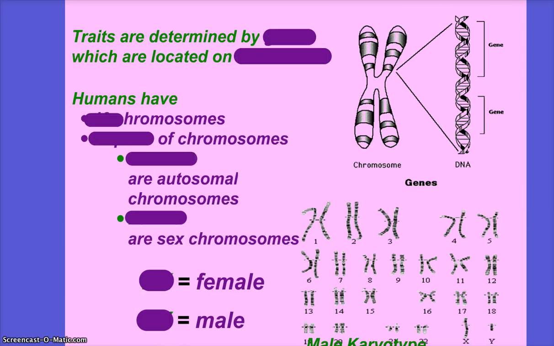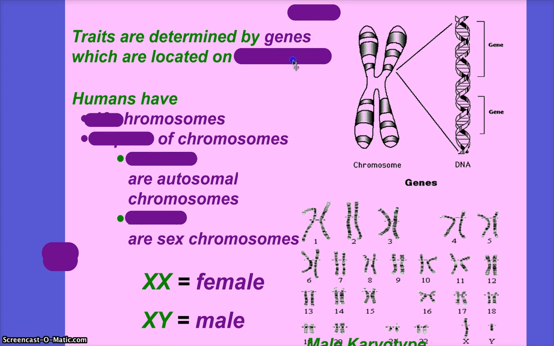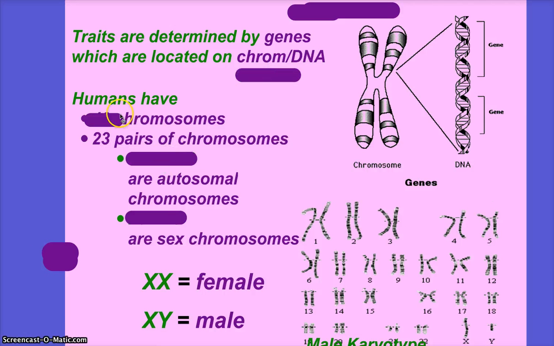Same with eyes. Some of this slide is like review, okay? What's a female's genotype? XX. And a male? Okay. What are traits determined by? Which alleles are a representation of? Genes. Good. Where are genes located? Good. Who knows how many chromosomes humans have? 23 pairs. Good. So we have 23 pairs, which makes how many chromosomes? 46.